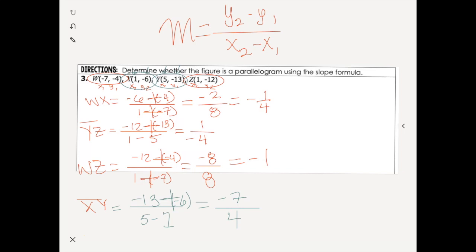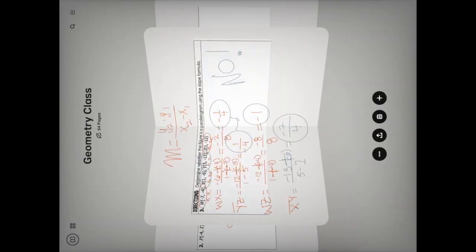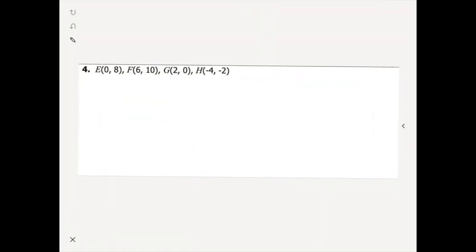If you notice, these are not all the same, so it's not going to be a parallelogram. We have one pair of sides with the same slope, but for the other sides, the slope is not the same. So, no, this is not a parallelogram.